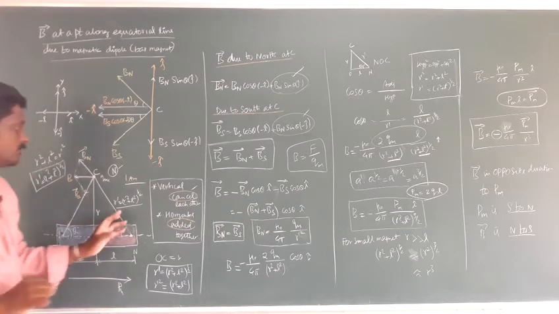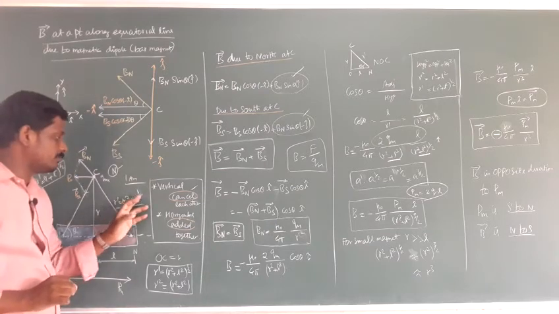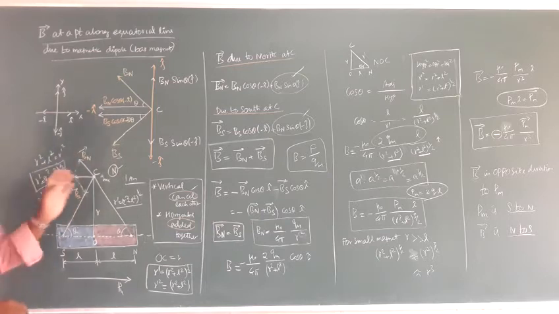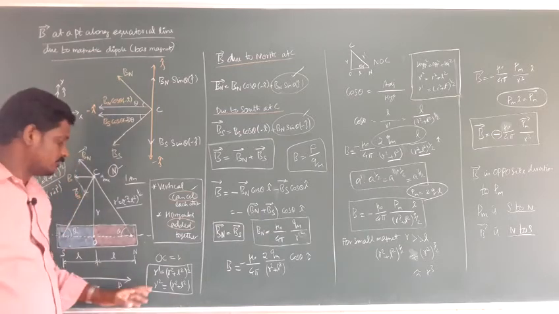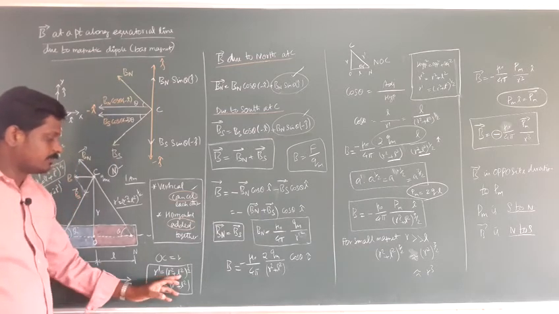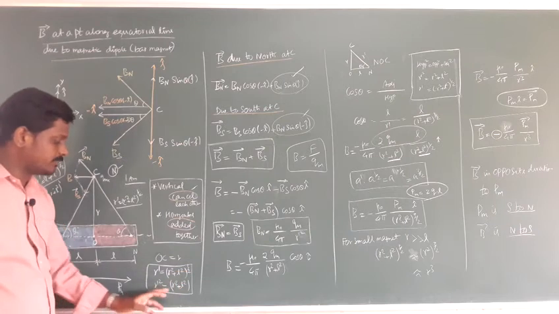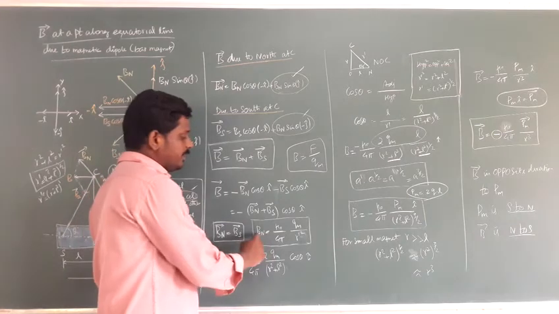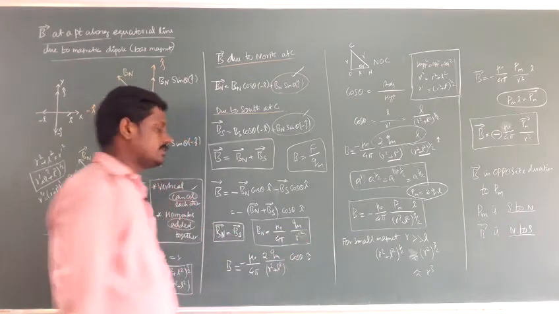So we need r dash. r dash is equal to (r squared plus l squared) power 1 by 2. So r dash square is equal to (r squared plus l squared) power 1. Multiply by 2 and the powers cancel, so r dash square is equal to r squared plus l squared. Then substitute B N equal to mu 0 by 4 pi Qm by r dash square.